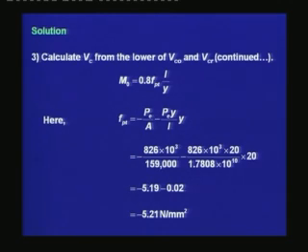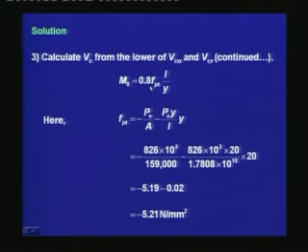Next, we are calculating the term M0, which is the moment that generates a flexural crack at the location of design for shear. M0 is given as 0.8 times fpt times I by y, and as I said, this is equal to 80% of the moment that decompresses the CGS at the critical location that we are studying.